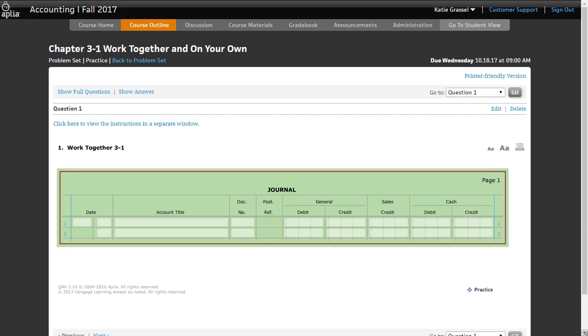Now, then we get to these columns right here. This is the fun. Woo! This is where we put our numbers. And I need you to realize that we have some general columns and then we have some special columns. I have 3 special columns on this journal. Okay? What makes them special? They actually have an account title on the top of them.